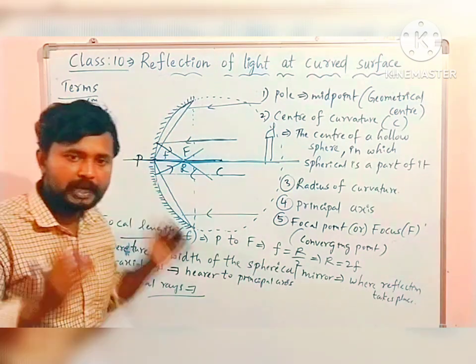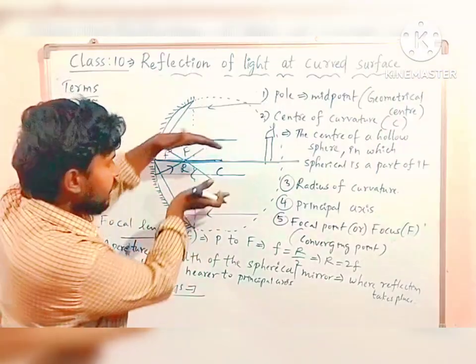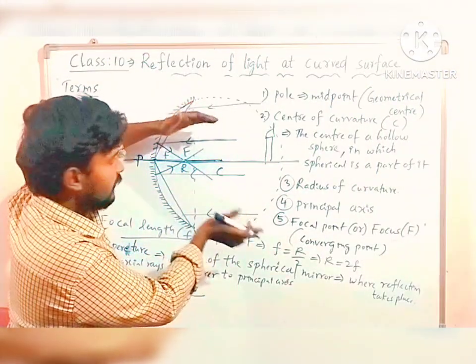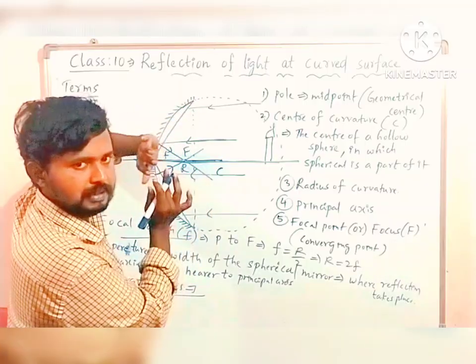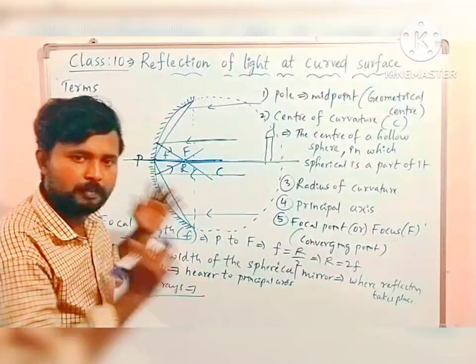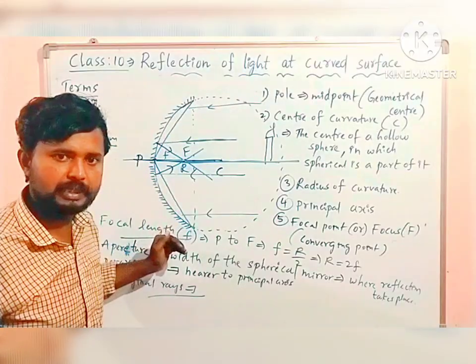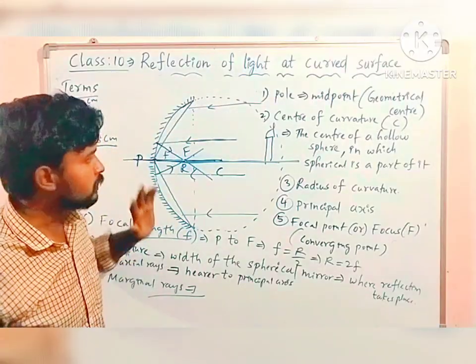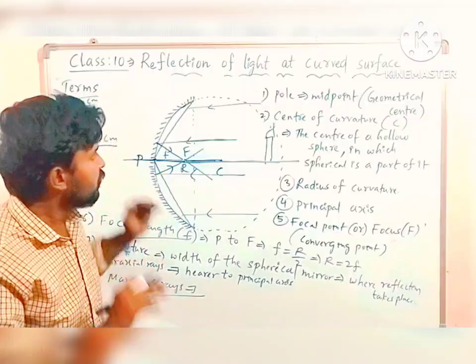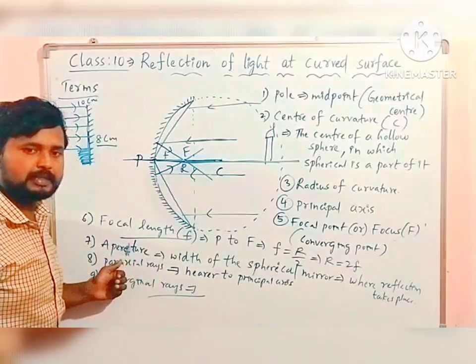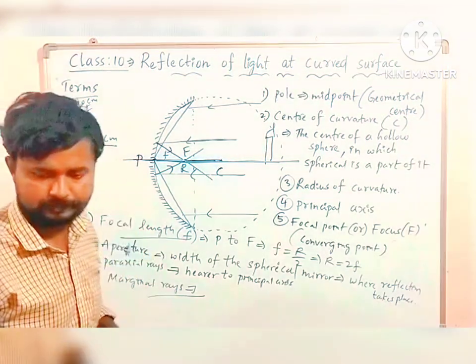Next thing is paraxial rays. The rays which are nearer to the principal axis form an image. Paraxial rays form the image. Marginal rays do not help us to form an image. So to understand the ray diagrams, we have to take only the paraxial rays, not the marginal rays.